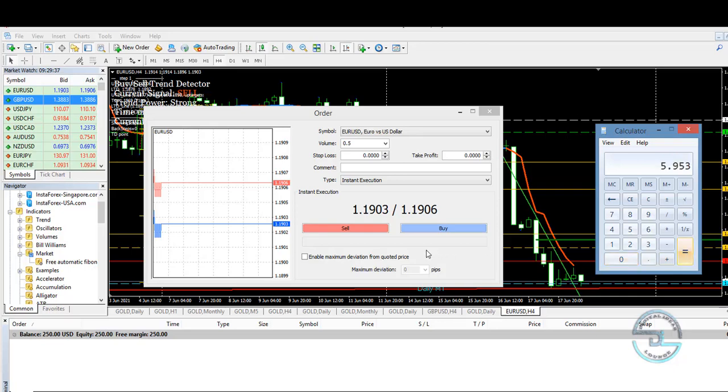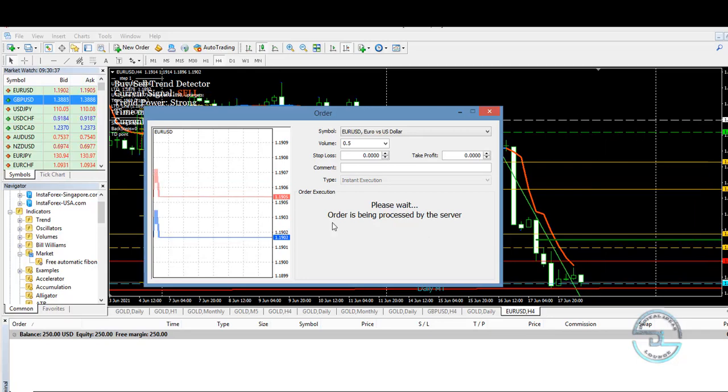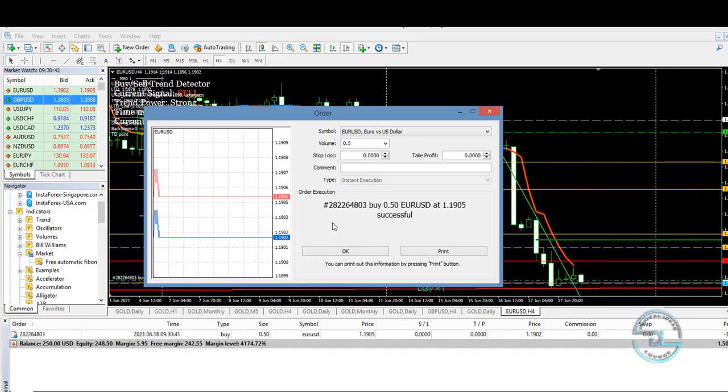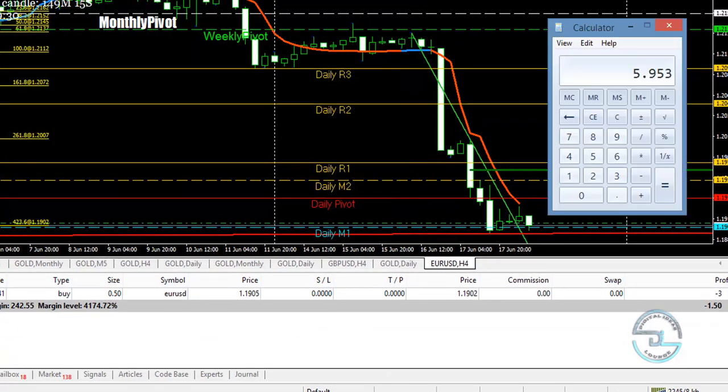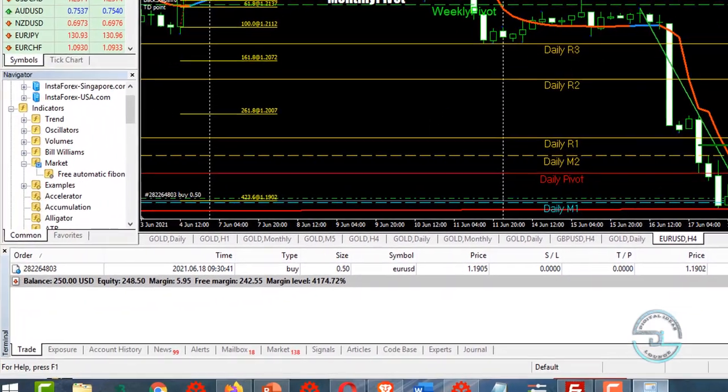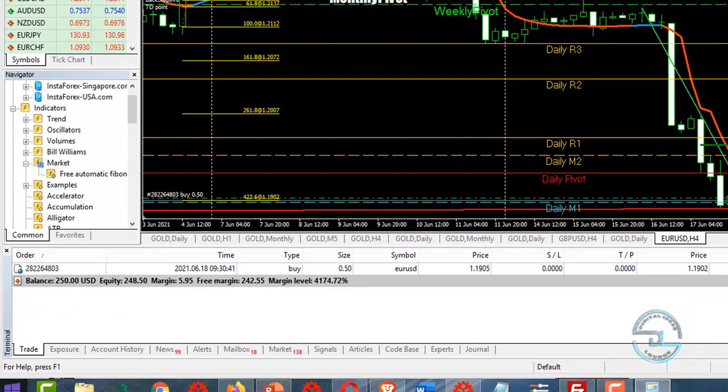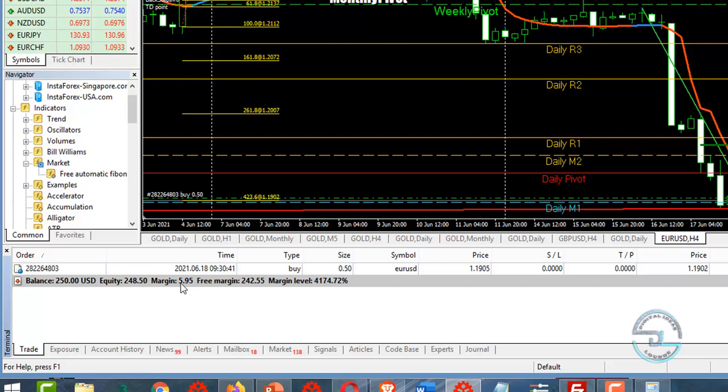Let me show you. I placed a buy here, for instance. So he has placed the order now. Now we are going to change our calculation. We will get back to 1 multiplied by 1.1905, divided by 1,000. So that's how much it should be, 5.95. And what we have here is 5.95. So this is how you can see the margin here now.